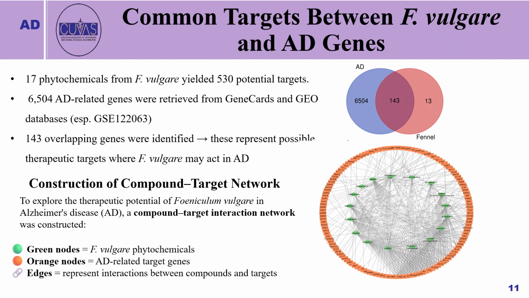After that, we constructed the compound-target network. As you can see, these are the 17 compounds and these are the different genes, and there are good interactions, showing that this plant has the ability to interact with the genes of AD. If there were no interaction, then we would suggest that this plant has no affiliation with the genes. So a good network shows that these compounds have a good interaction with the genes.